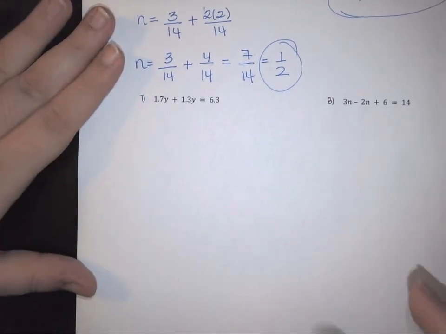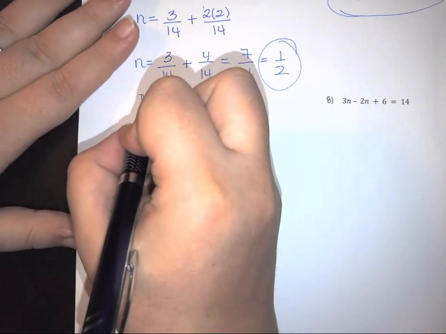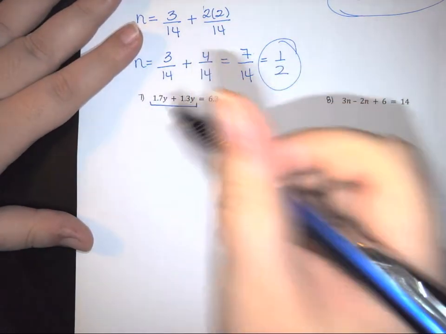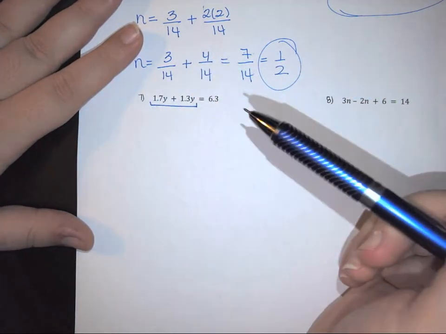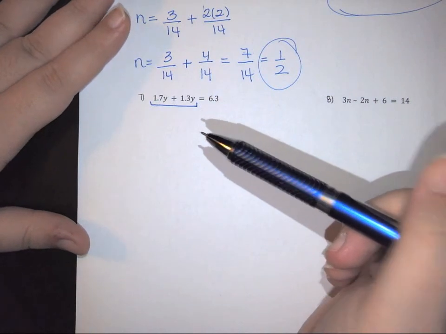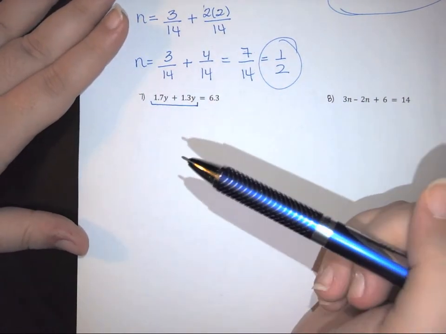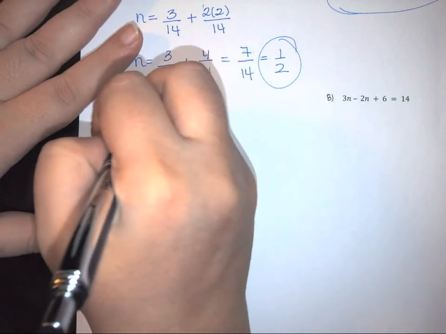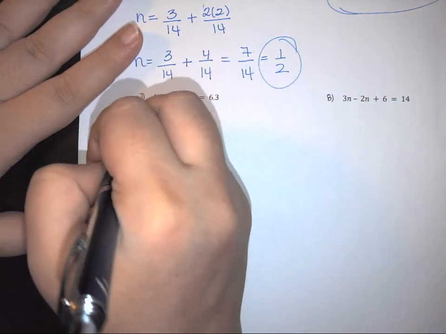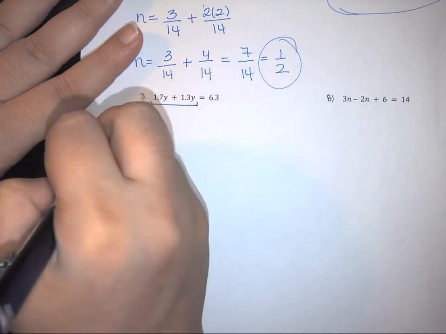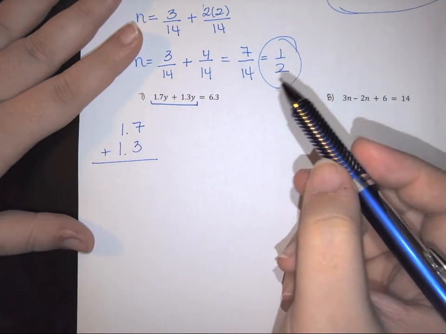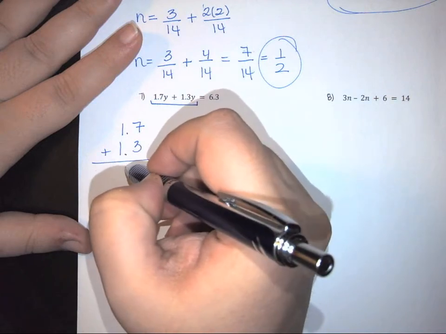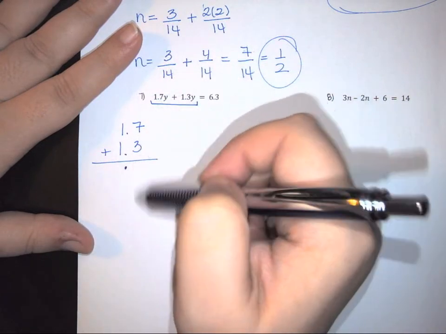Decimals is going to be no different. You still have to combine your terms and then solve for y. So in this case, I have 1.7 and 1.3. Now, you could very easily pull out a calculator and do that. However, as a refresher, if you were to set up your decimals vertically, you could add them with no big deal. Now remember, the rule for decimals says you line up your decimal points and then that's where it goes the whole time. And then you do vertical math.